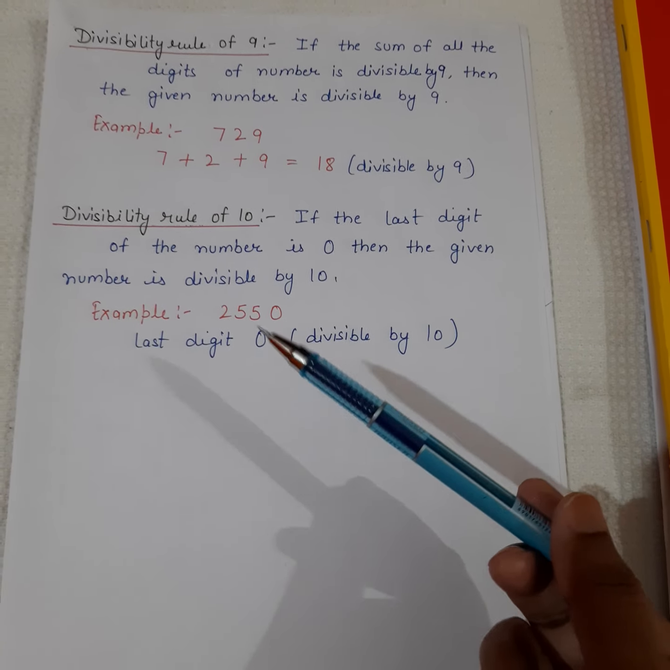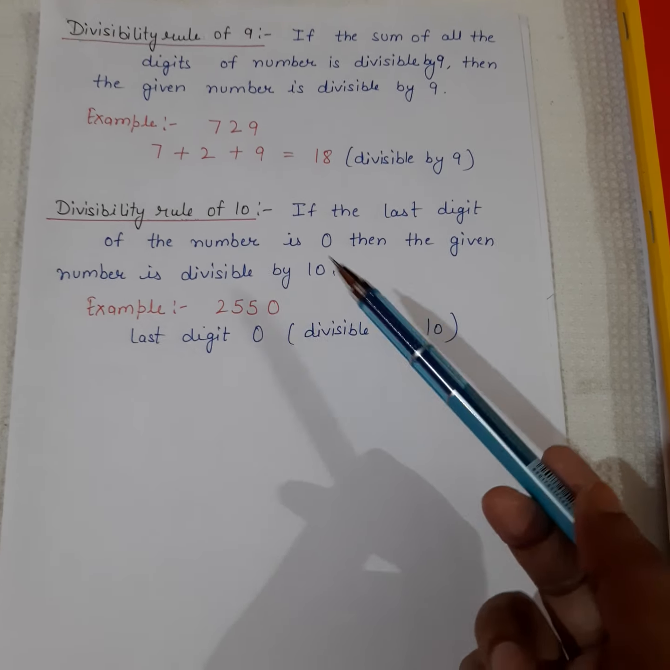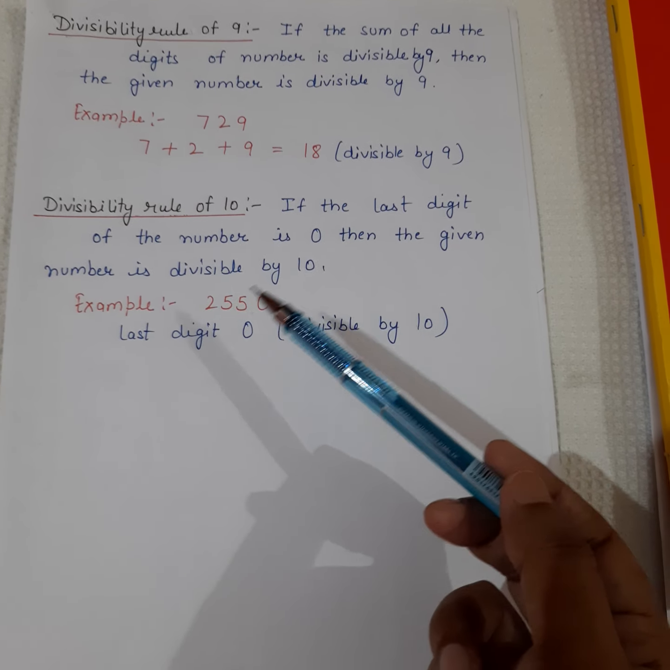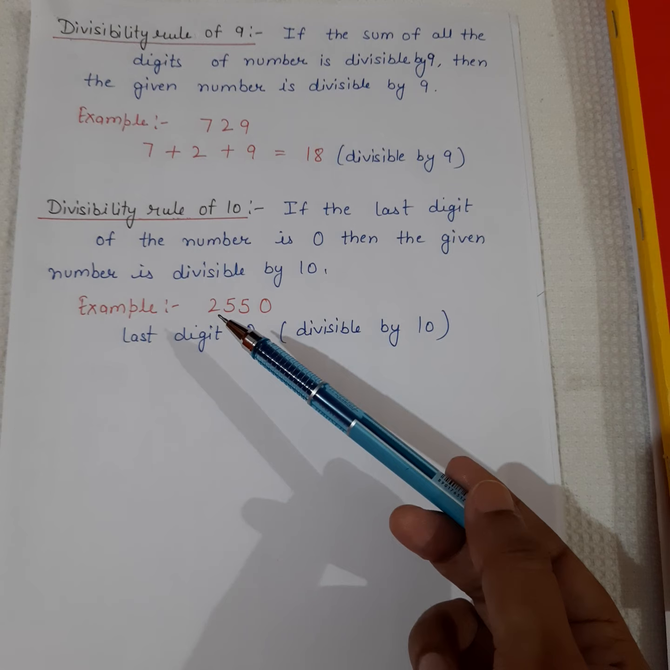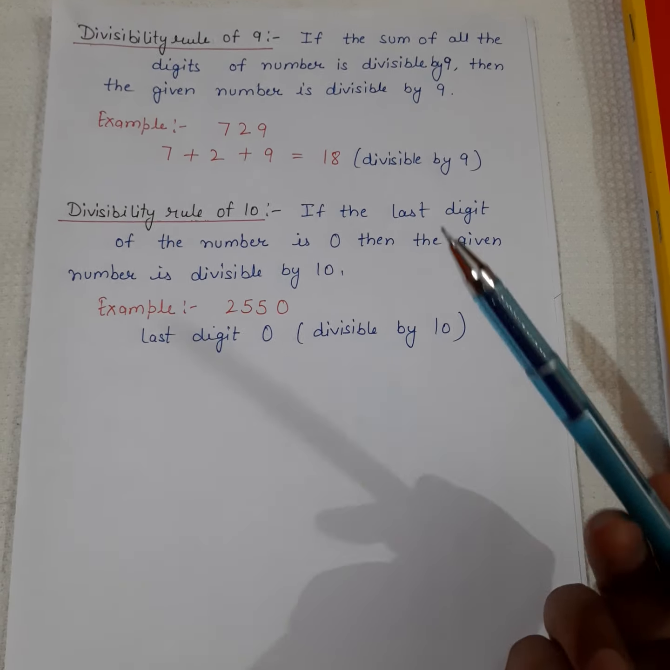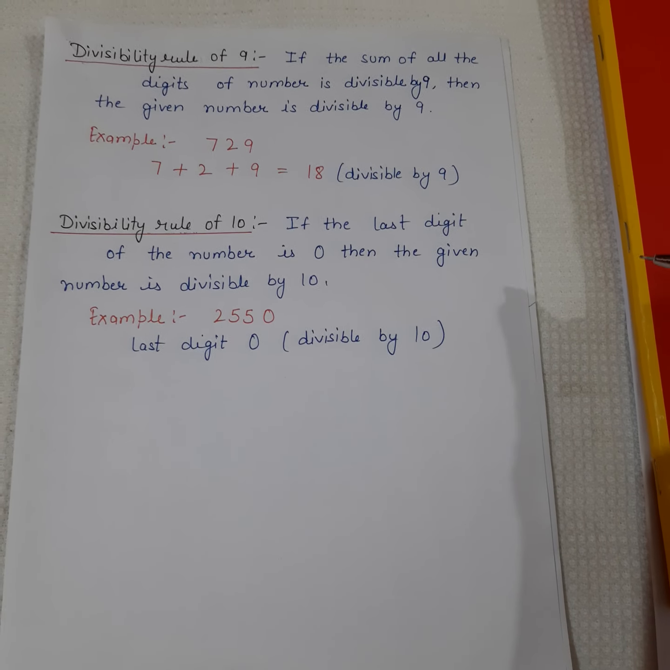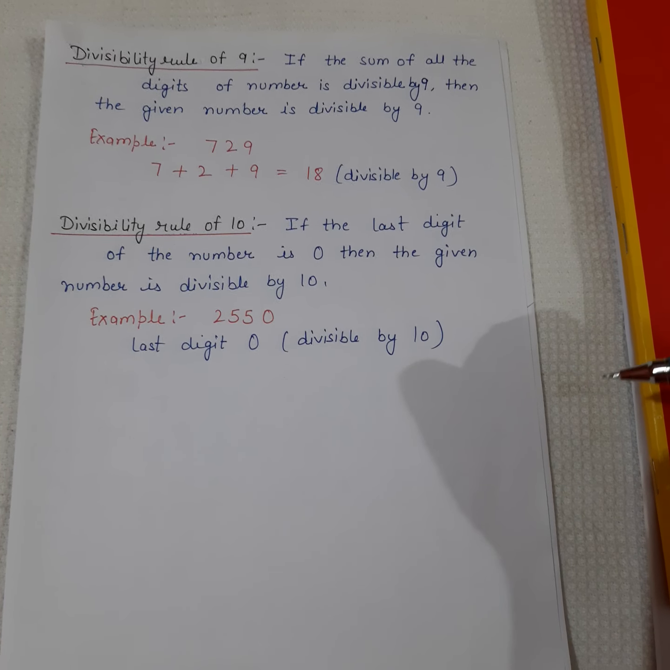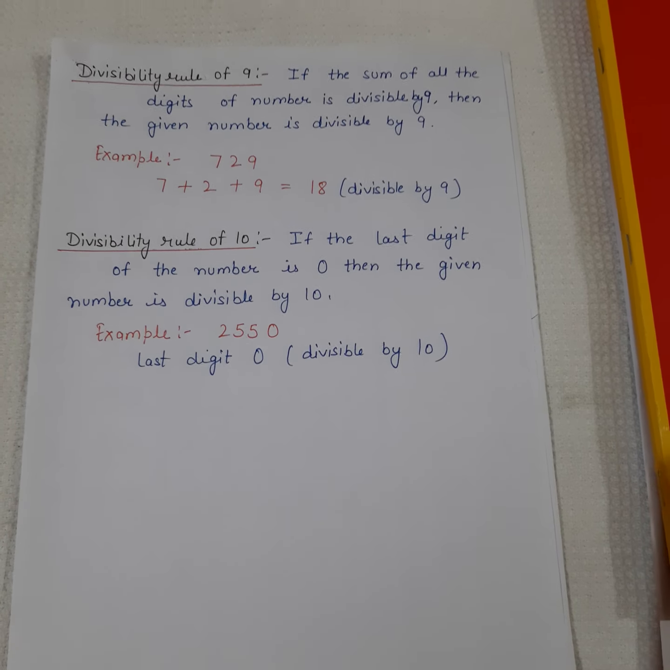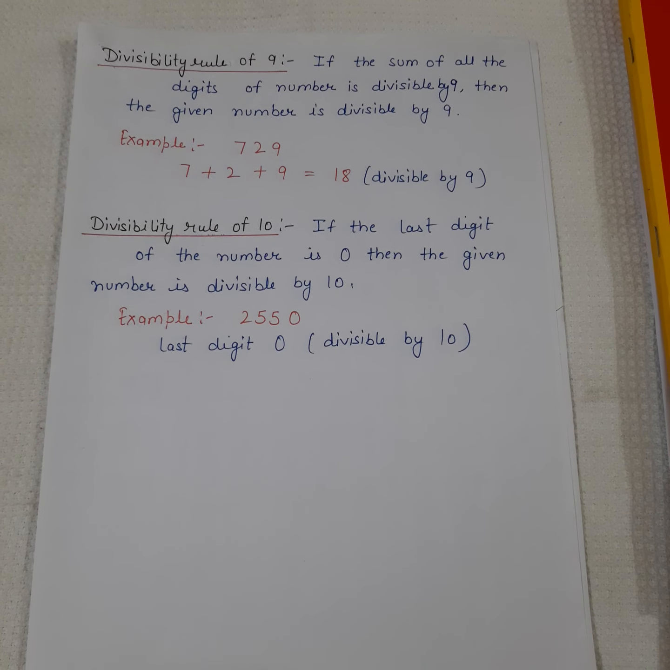The divisibility rule of 10 is so simple. We just have to see that the last digit is 0. If the last digit of the given number is 0, it means the complete number is divisible by 10. So 2550, the last digit is 0, which means this number is divisible by 10, right? So please everyone do the practice of the divisibility rules. Learn these rules. These rules will help us to solve exercise 5.7, right everyone? So please do the practice of the same.